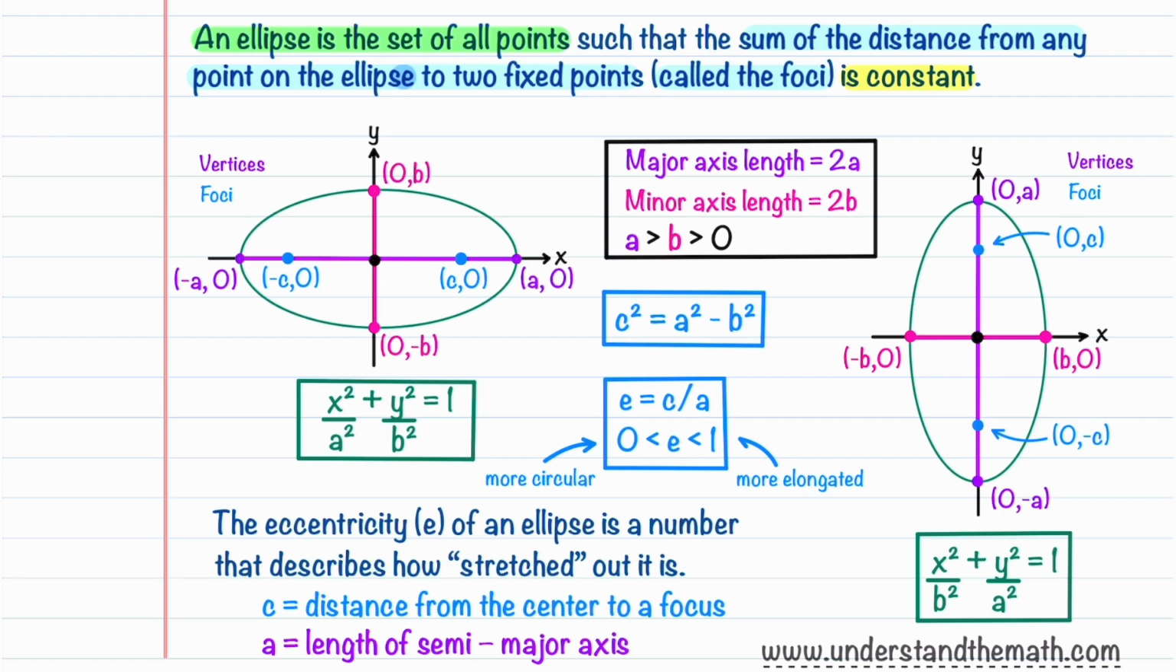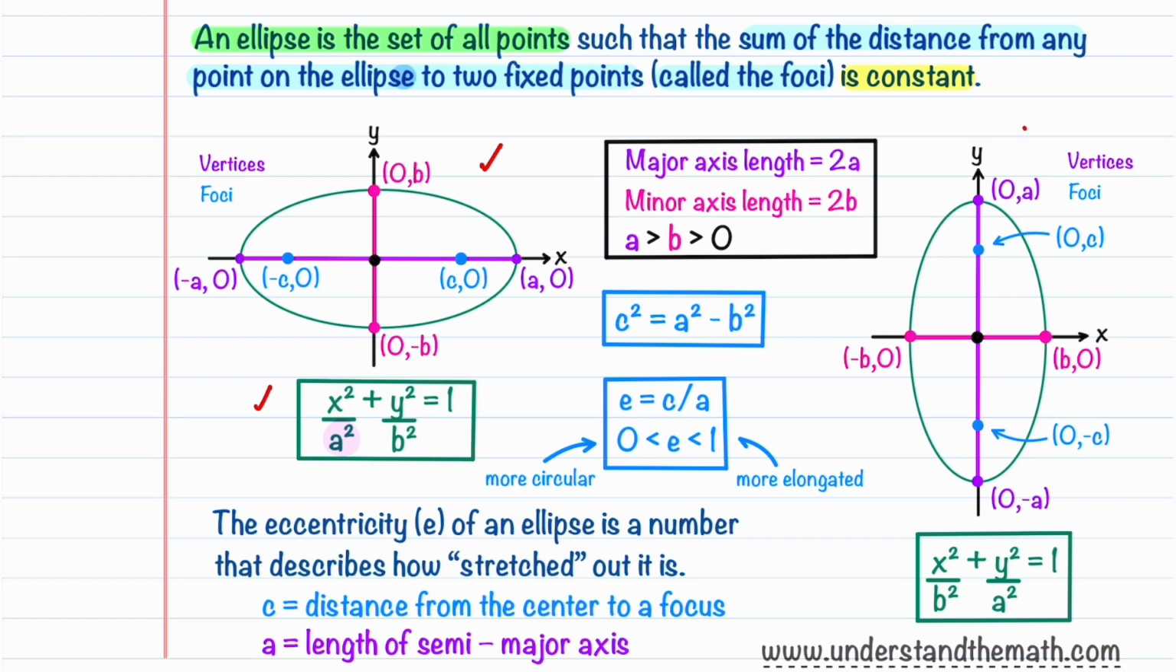If an ellipse is oriented horizontally, like this one here, it can be described by this equation. X squared divided by a squared plus y squared divided by b squared is equal to 1. When the ellipse is oriented horizontally, the bigger constant is under the x squared.